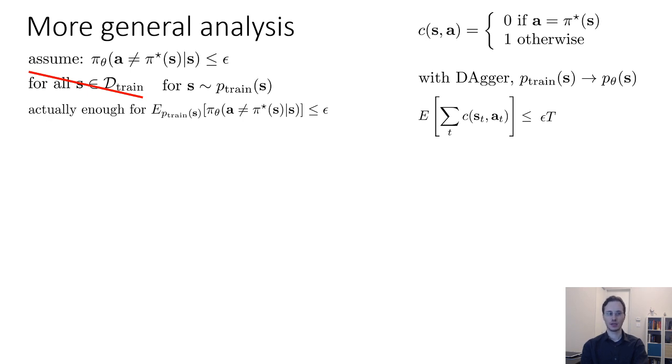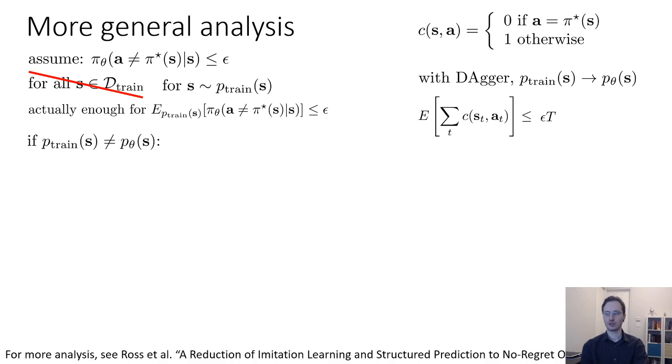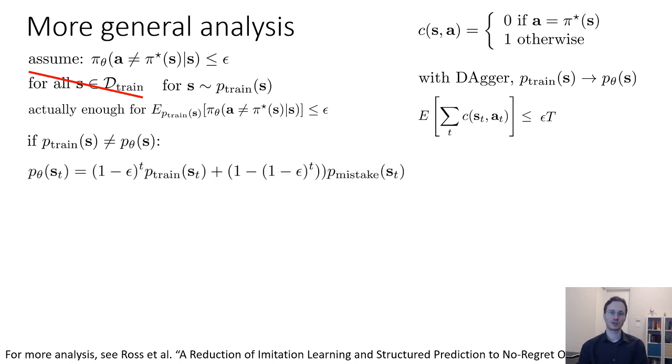What's more interesting is how we can show that the bound is still quadratic if we don't do Dagger, if we don't have ptrain going to p theta. And that's what we're going to do next on this slide. So if ptrain is not equal to p theta, then what we can do, and this analysis is basically directly based on Stefan Ross's paper, A Reduction of Imitation Learning and Structured Prediction to No Regret Online Learning, which is the Dagger paper, is write the distribution over states at some time step t as the sum of two terms. And these two terms are kind of analogous to the tightrope walker scenario.